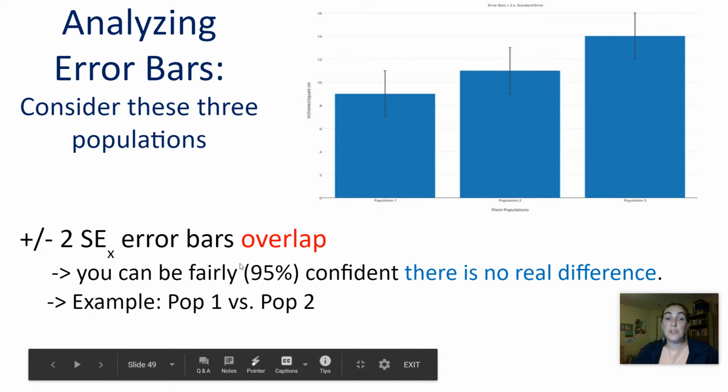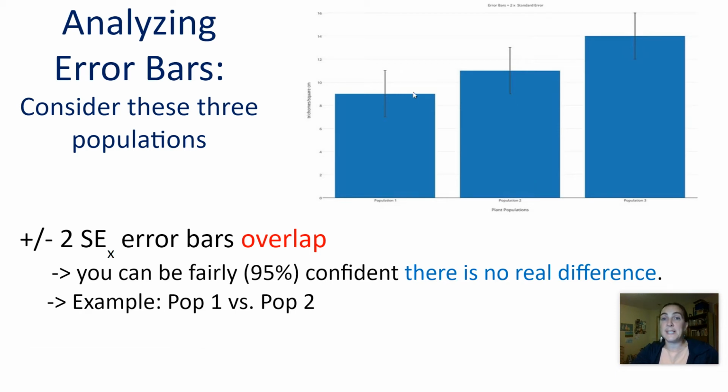If the error bars do overlap, we can be pretty confident that there's no real difference. Like I said, population 1 and 2, the actual average of these could be the same because they overlap quite a bit. And the same with populations 2 and 3. There may not be any real difference there. The only ones that we can be confident are different in this particular case are population 1 and 3.